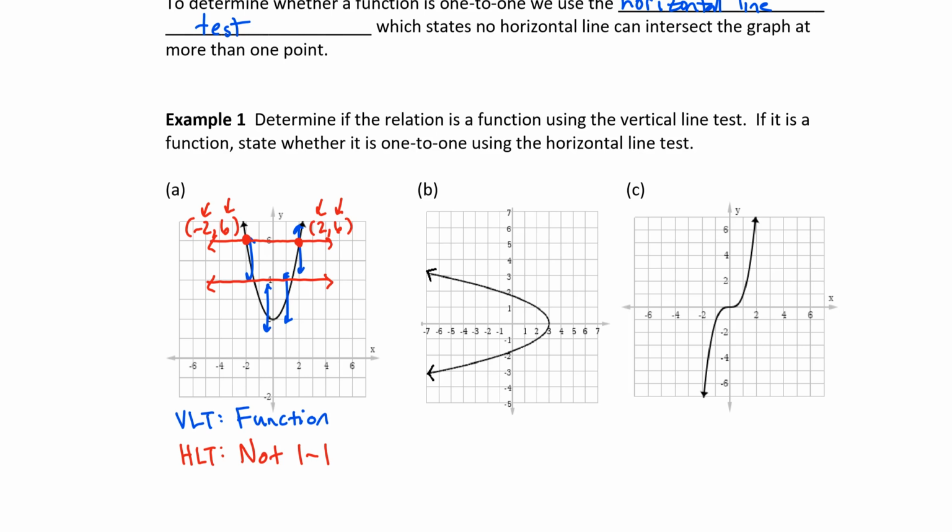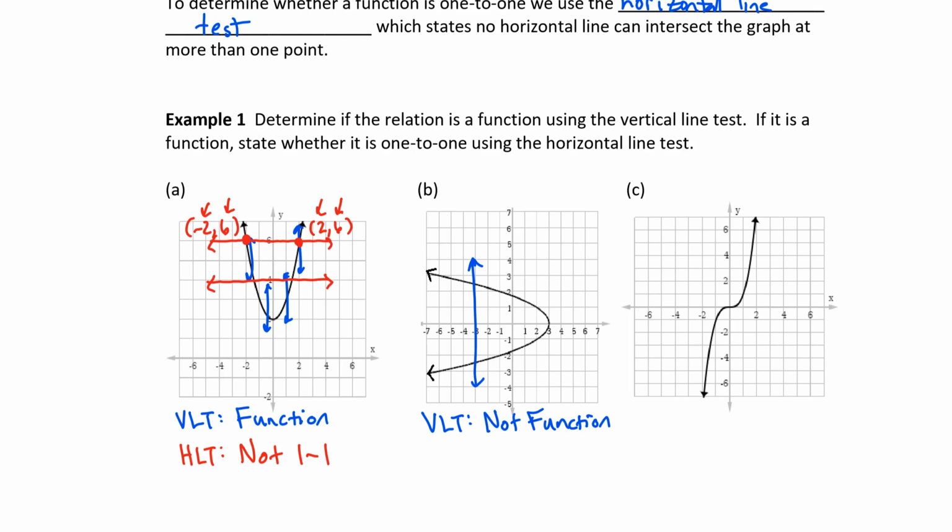Let's look at the next example. The next example is a parabola on its side, and if we run the vertical line test, we quickly observe it is not a function. So by the vertical line test, this one is not a function. It is merely a relation. It does not satisfy the condition that every x has exactly one y. Since it is not a function, we don't have to discuss whether it is one-to-one or not.